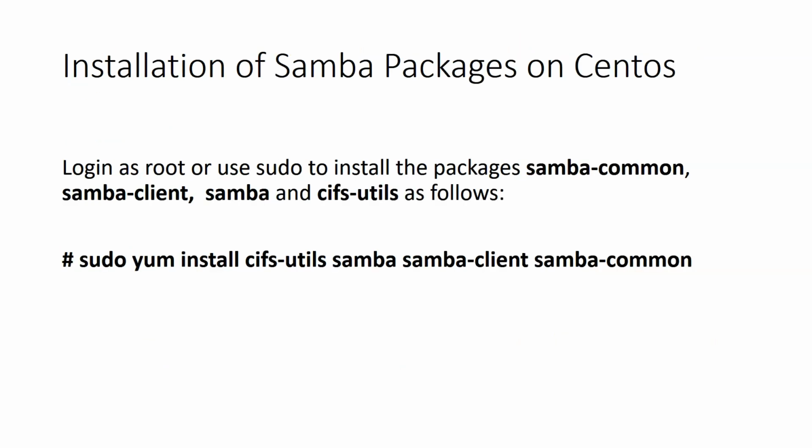Installation of Samba packages on CentOS. Log in as root or use sudo to install the packages samba-common, samba-client, Samba, and cifs-utils as follows. The command is sudo yum install cifs-utils samba samba-client samba-common.